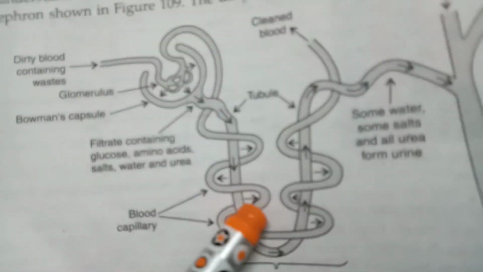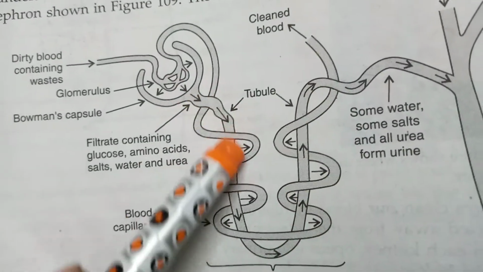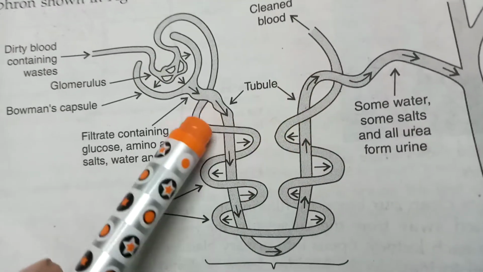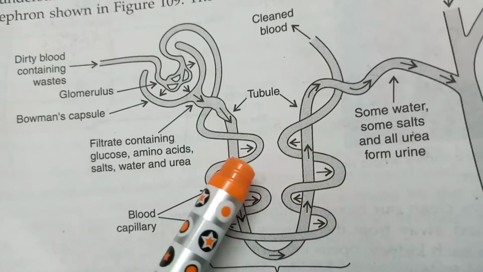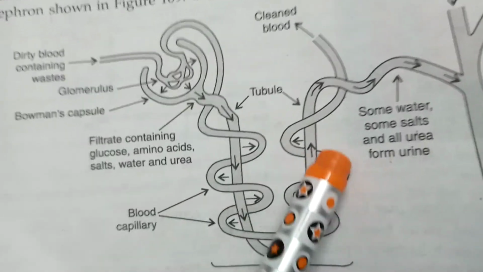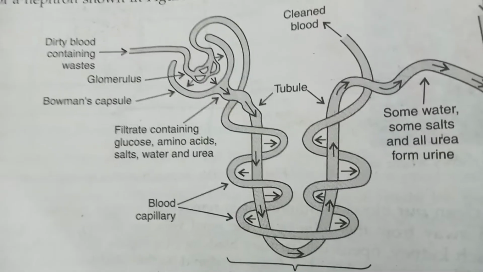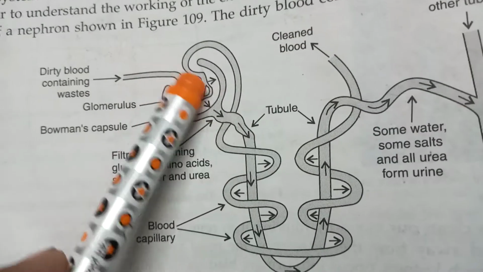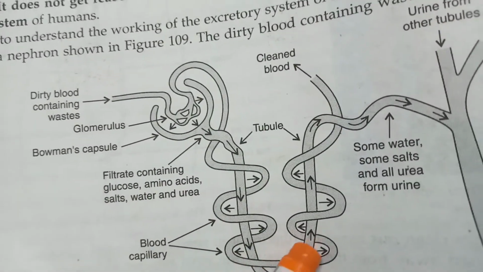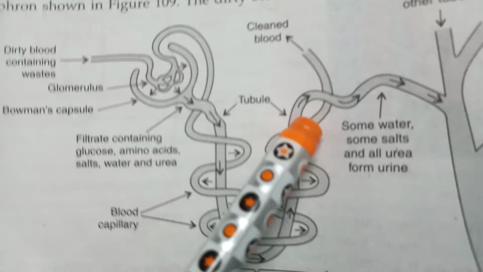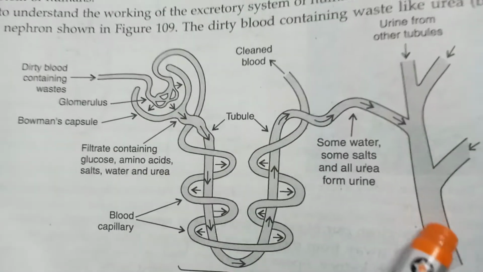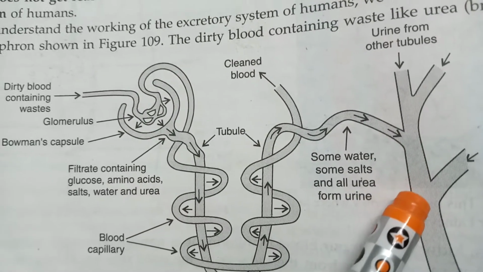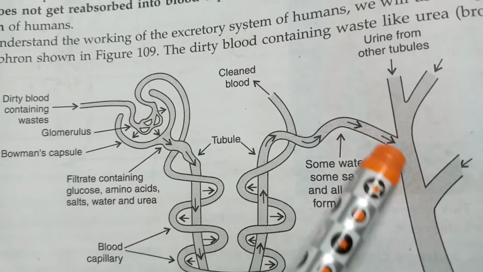Now the tubule of the nephron will reabsorb the useful substances like glucose, amino acids, salts and water into the blood capillaries. Thus the dirty blood is filtered and goes back to the body, and the waste materials like some water, urea and other nitrogen-based waste materials come into the urine collecting duct and go to the bladder through the ureter.